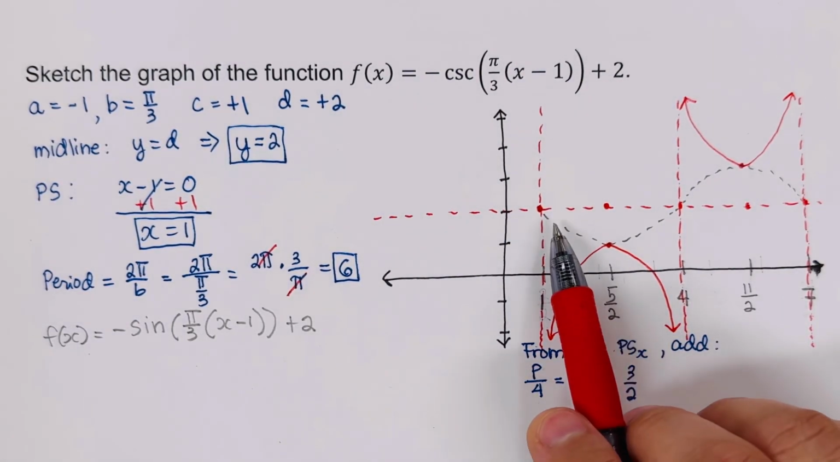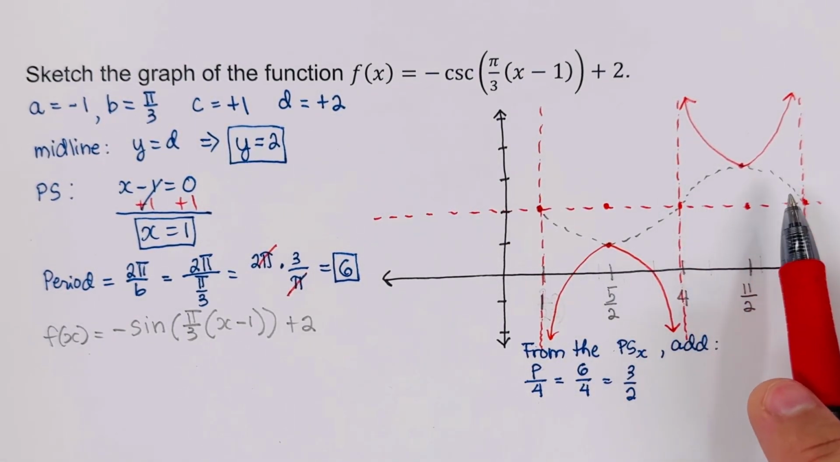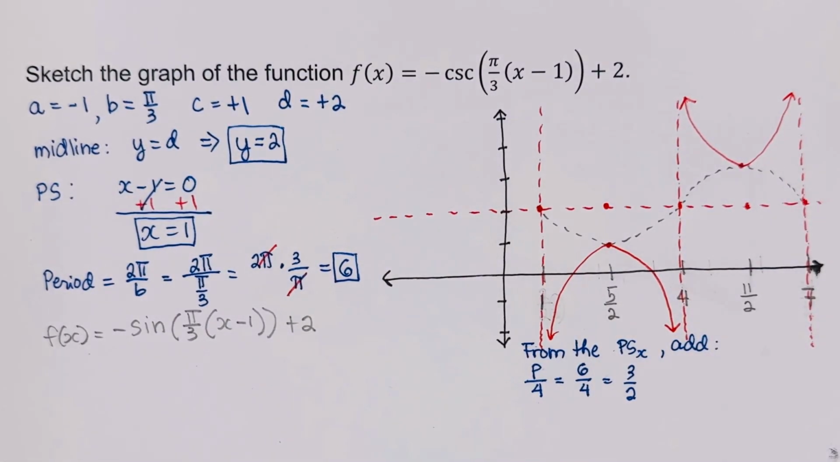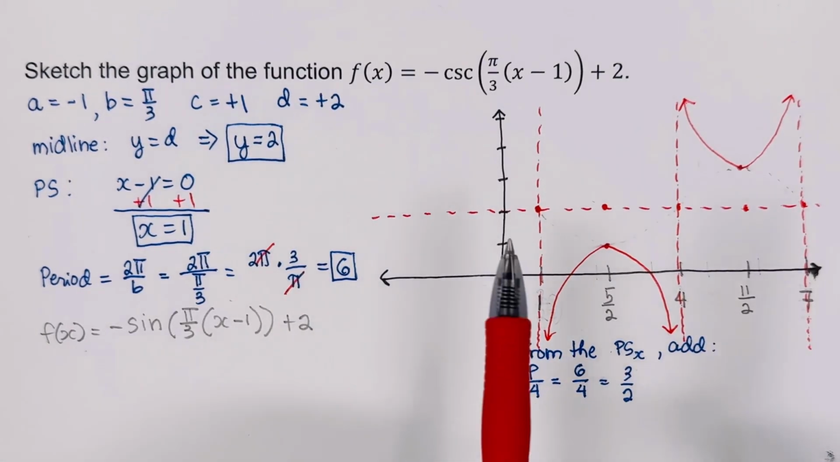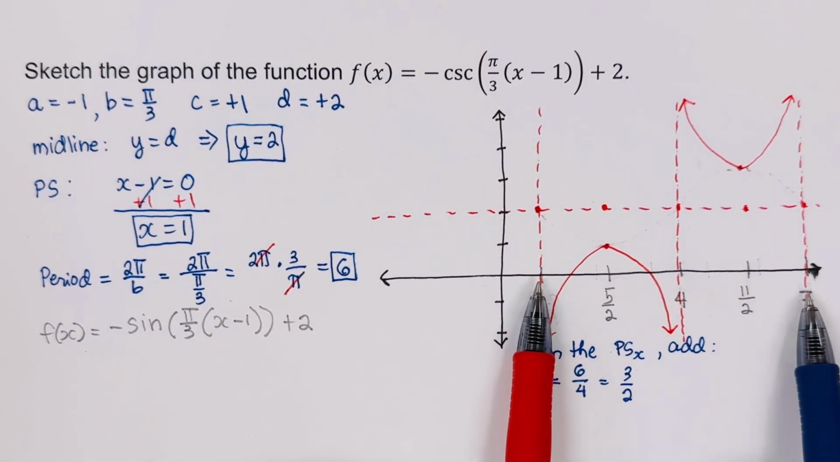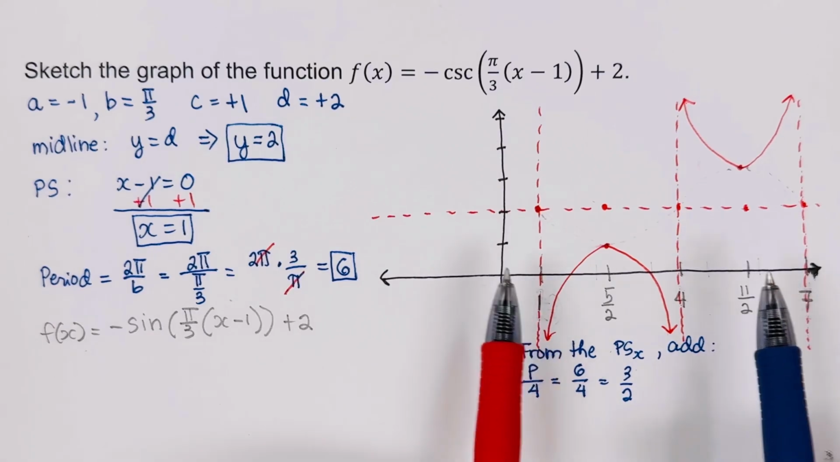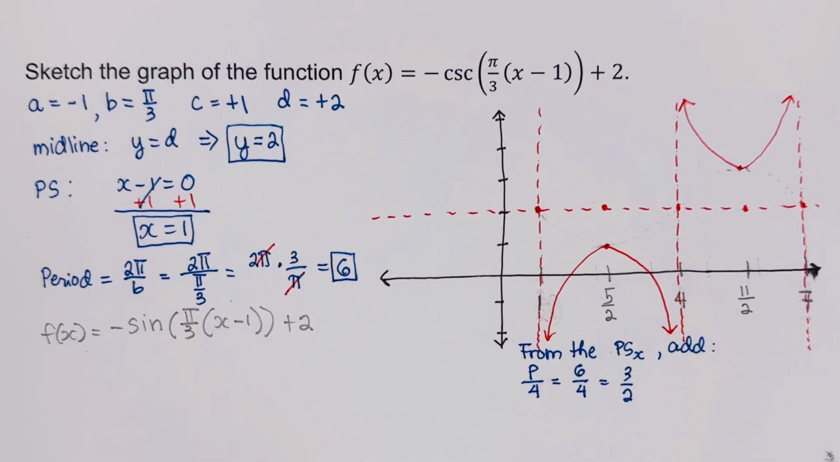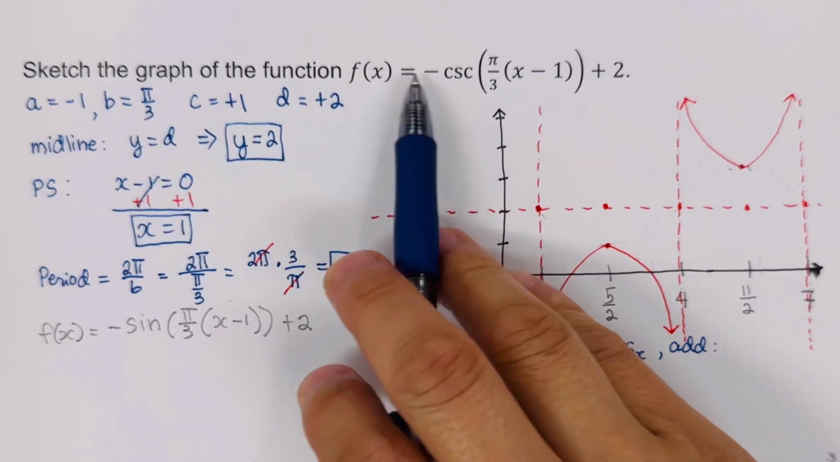So this sine graph that I used as a broken line is just a guide so that we can sketch the cosecant graph. So we can go ahead and delete this sine graph here. So this is one period or one cycle of this function. Please remember that we can add more periods to the left or more periods to the right. But for this example, we're only asked to sketch the graph of one cycle of this function.